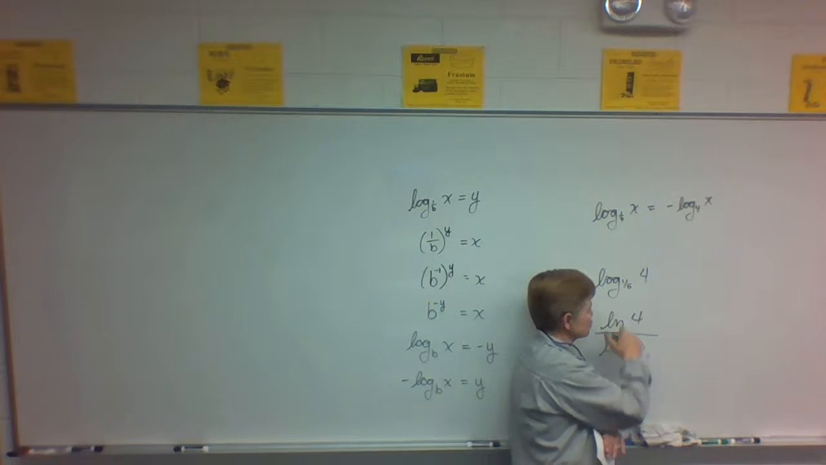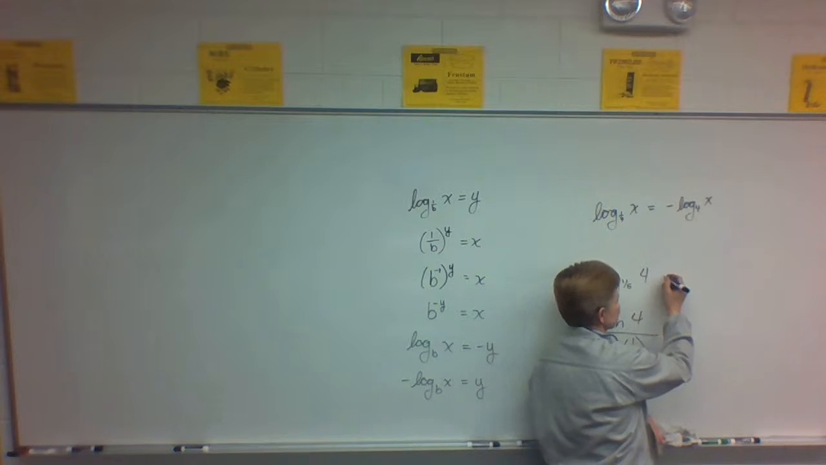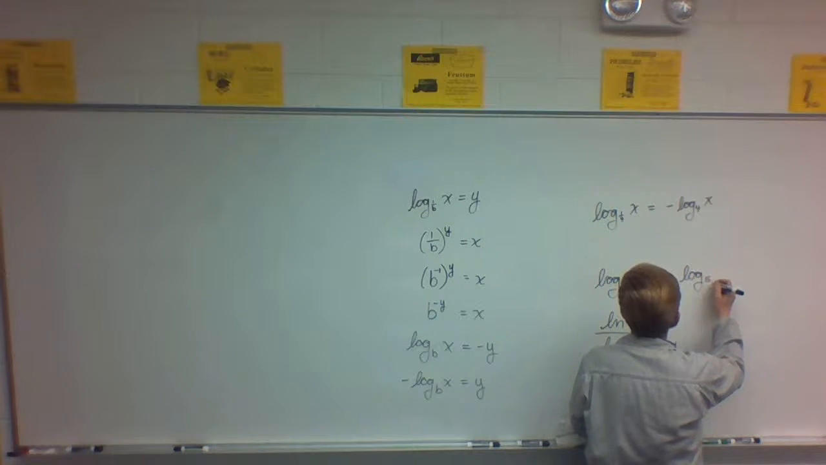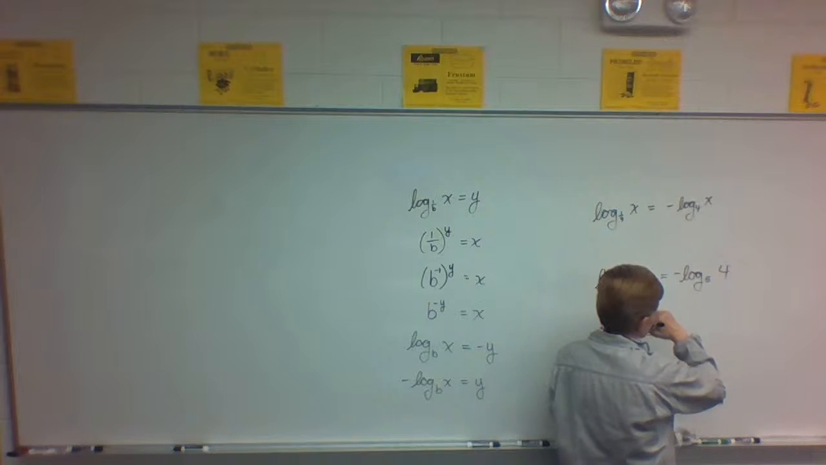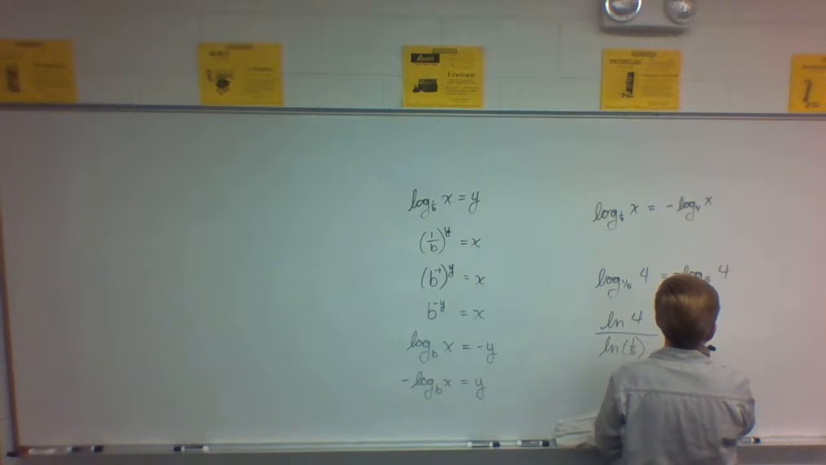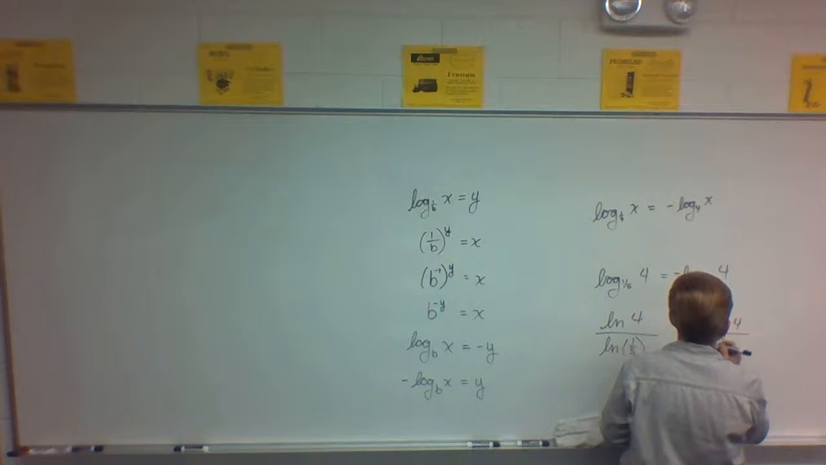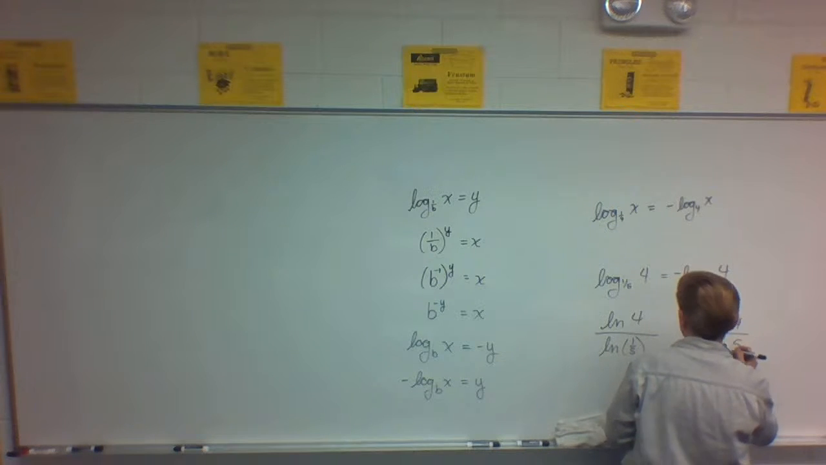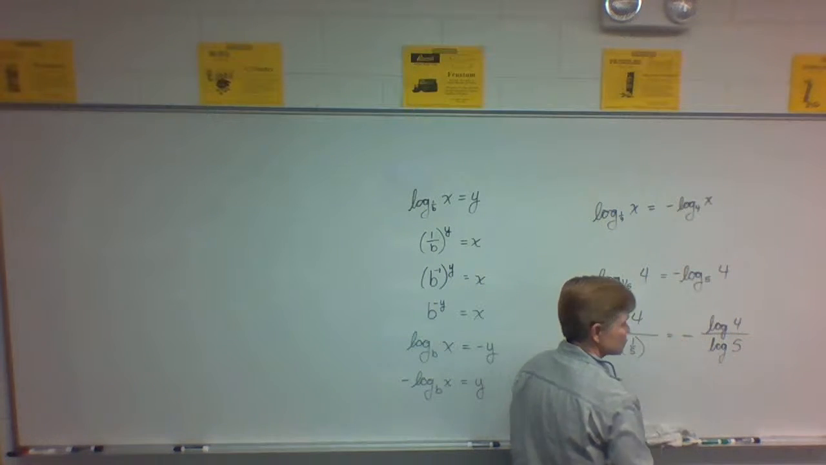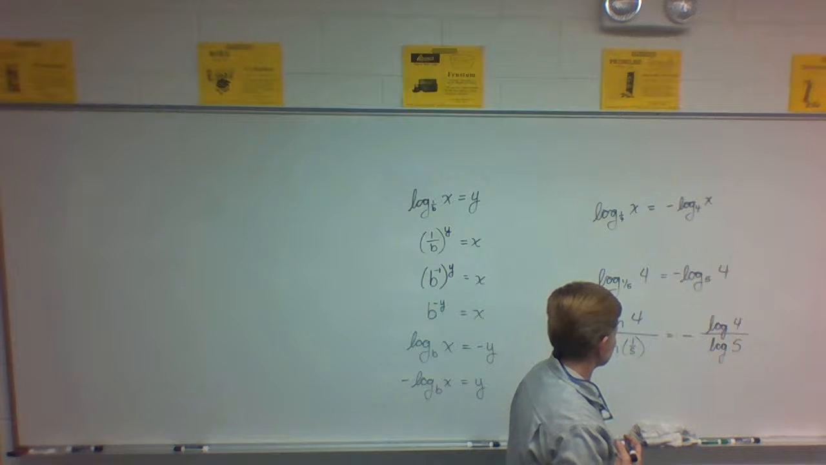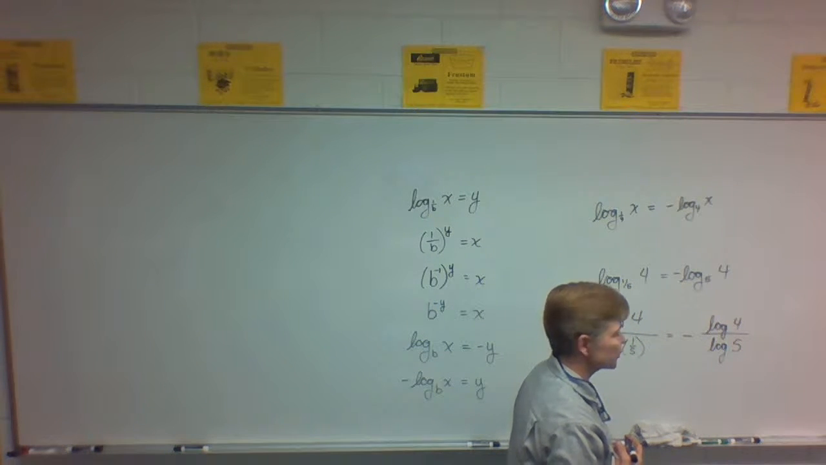So if you use the change of base rule and leave that 1/5, that's fine. You need to understand that that's the same thing as the negative of the log base 5 of 4. Because look at that. If I use the change of base rule over here, I get a negative on the whole thing: log 4 over log 5. These two are equivalent. Weird.